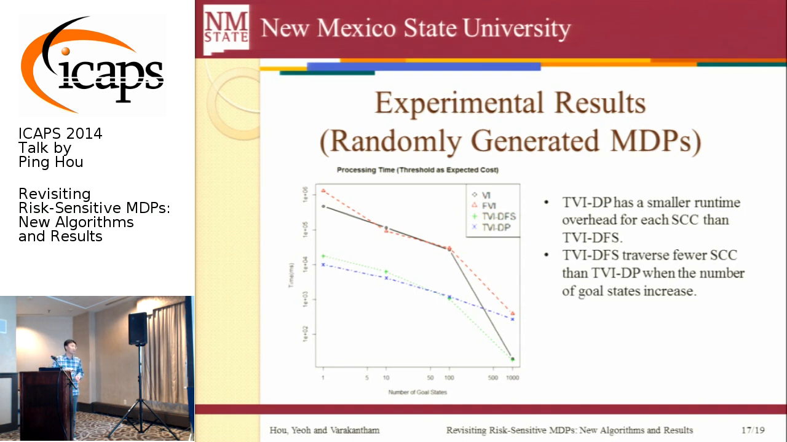When the number of ghost states becomes larger, TIDFS becomes faster. This is because TIDP extends the SCC tree from the ghost states. So if there are more ghost states, finally TIDP will cover the whole augmented state space. And the interesting thing is that VI and TIDFS can only solve one cost threshold, while TIDP and FVI can solve it for all.